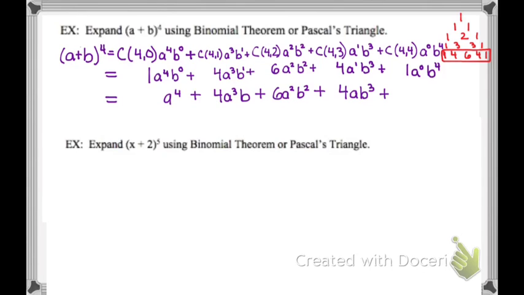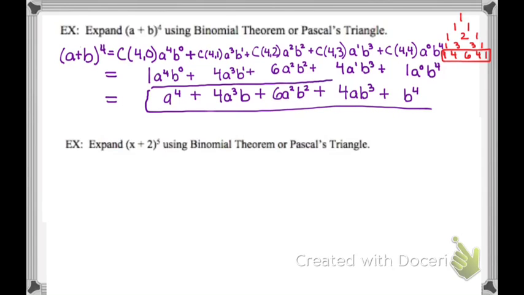And then, again, this a to the 0 would become 1. So I have 1 times b to the 4th. That's just a plain old b to the 4th. And for this example, I am done. Now we'll see that when we do this with numerical values in for b, there will be a little bit more simplification to do than this. But for this example, that's it. That's our expansion.